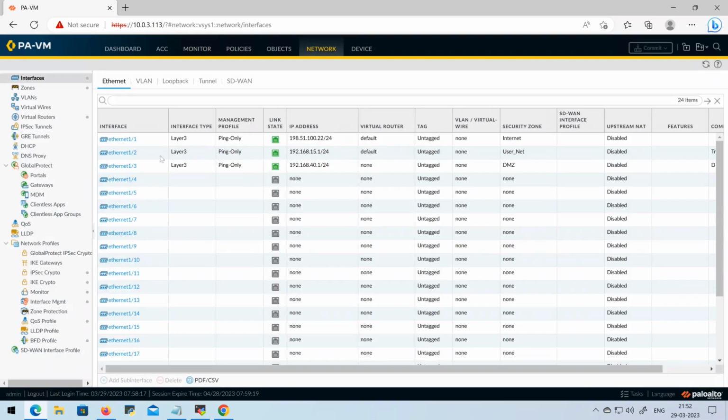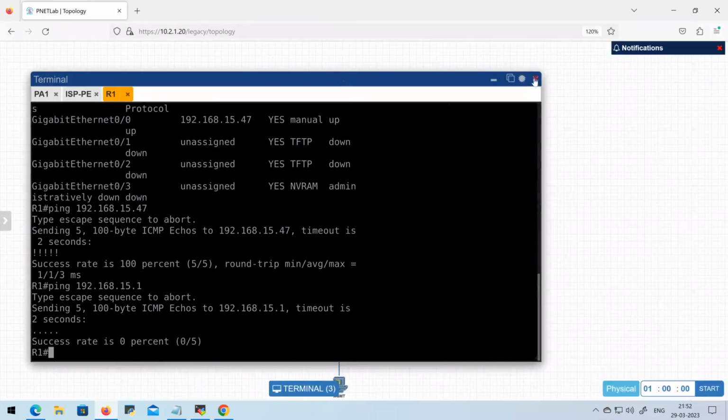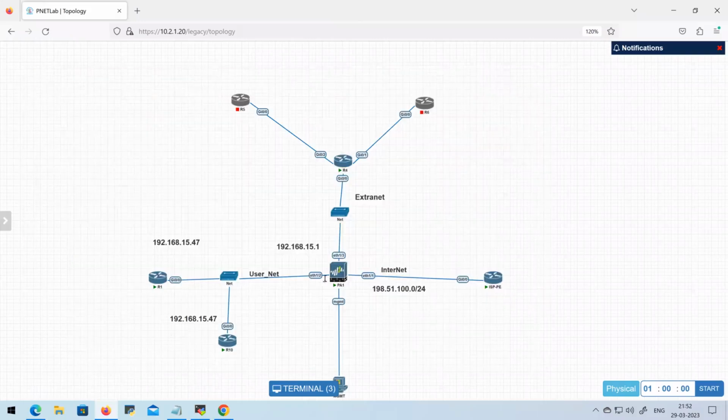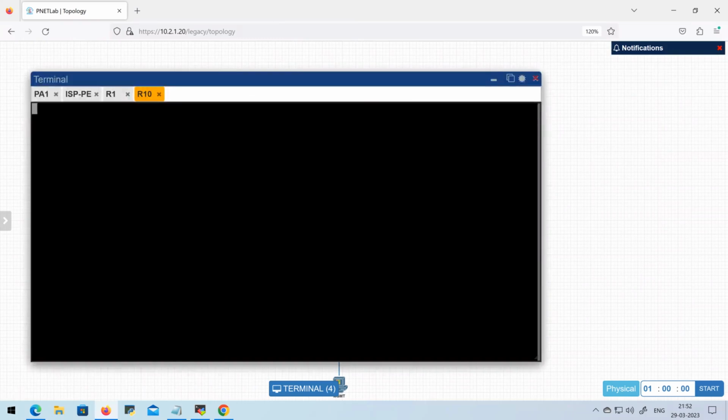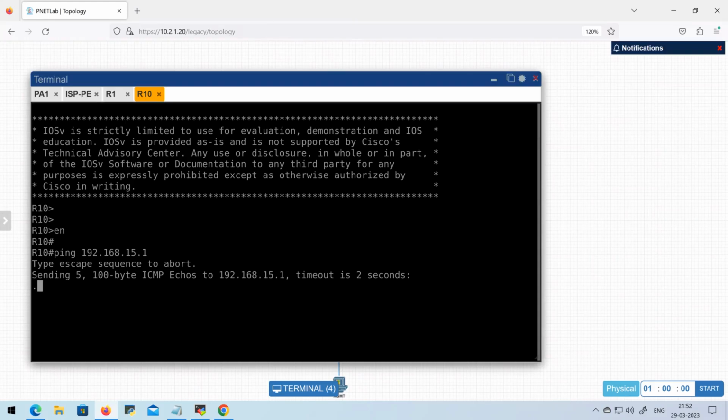See, Ethernet 1/2, and in the topology, this is something because of the simulation stuff. We did not get any logs for this ping to 15.1 also. Is a policy required? You tell me. We tried pinging 15.1 from the router, but on the firewall we did not see any logs.